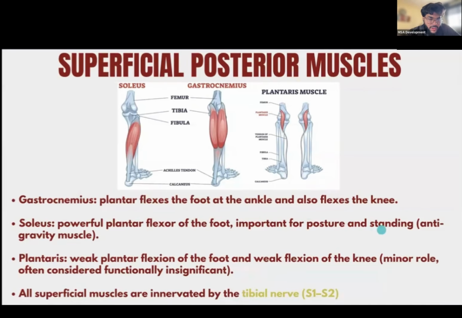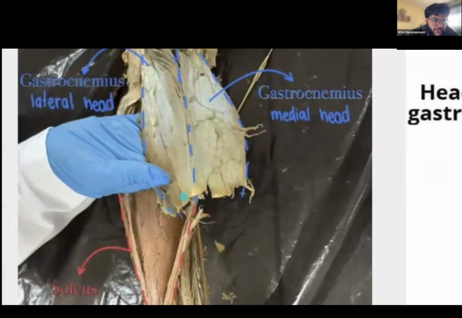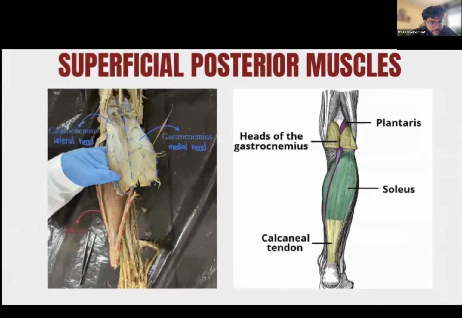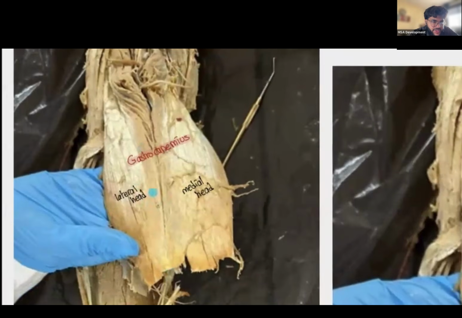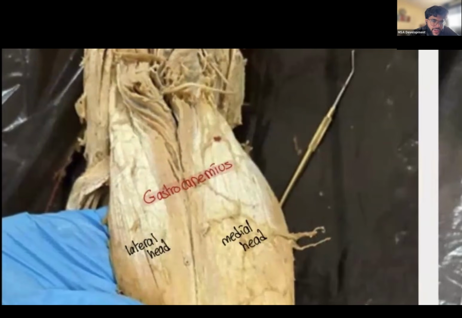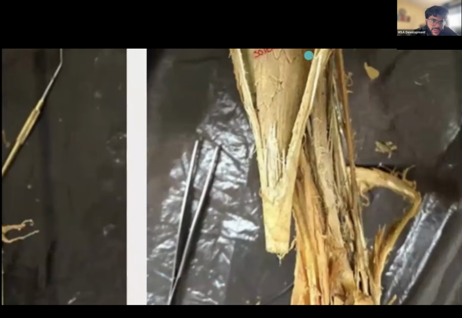Again, another picture. We can see our gastrocnemius right here, the two heads, the medial and lateral head. Over here is the soleus right underneath it. You guys saw this picture previously. The gastrocnemius attaches to the calcaneal tendon. Same thing with the soleus. You have the plantaris as well. More pictures over here. We have the gastrocnemius, lateral and medial heads, and the soleus right here.